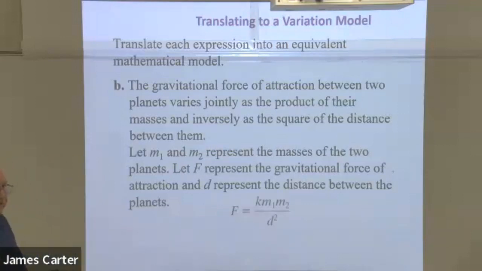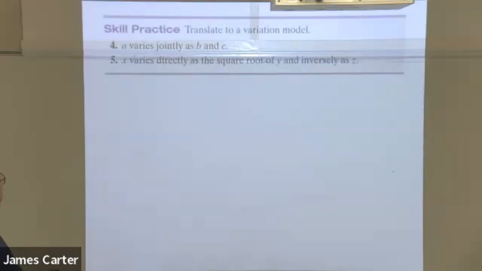And there's the formula for that. And this K represents, of course, the constant of gravity. Okay, here we go. Another statement, A varies jointly as B and C. What's the answer? Somebody speak up. A equals KBC.